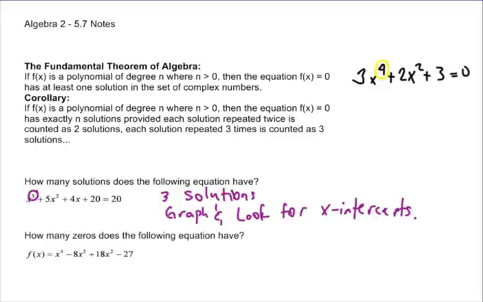Alright, how many zeros does the following equation have? So we're looking at this guy down here on the bottom. And again, we go to the degree of the polynomial, and this guy's going to have 4 zeros. In other words, it crosses the x-axis 4 times. Now, they could be real, or they could be imaginary, but there will be 4 zeros for this problem. So that's all there is to it. Look for the degree, and once you find your degree, that's the number of zeros that you could get for that particular problem.